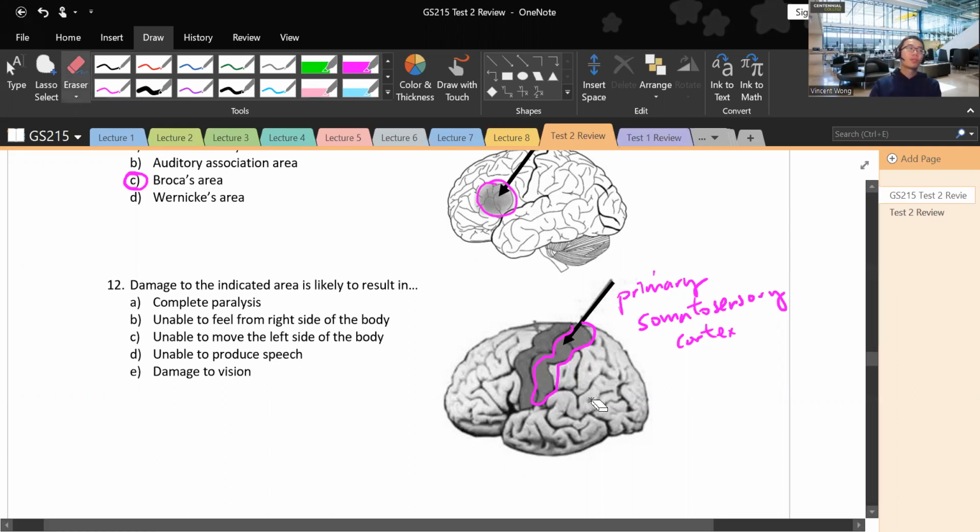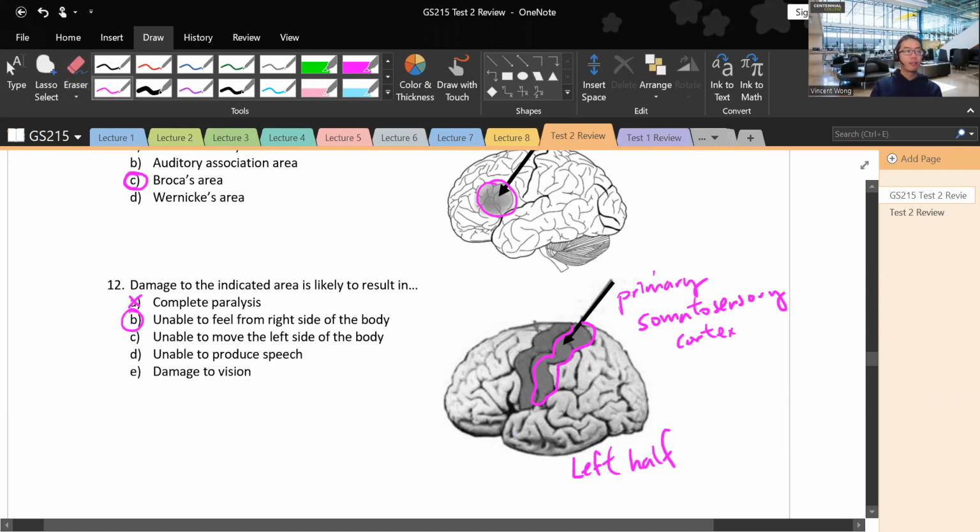And then the second thing you have to know for this question is which side of the brain we are looking at, the left side or the right side. Hopefully you've seen enough brains by now that you know this is the left half. If you damage this, you will get complete paralysis? That's not true. This does not even have anything to do with movement. It is the motor cortex that does the movement. Unable to feel from the right side of the body. That's the correct answer.